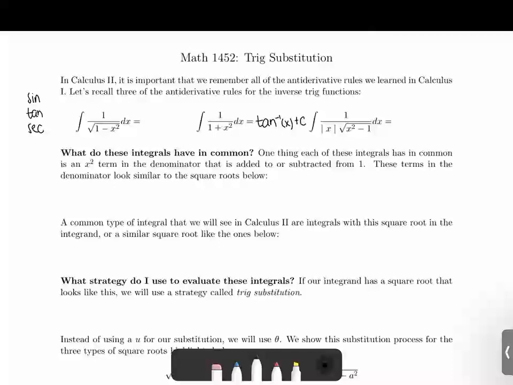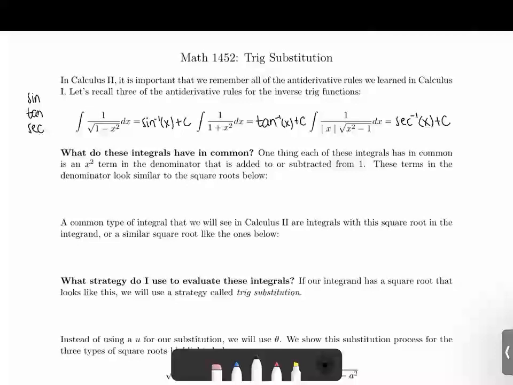However, this first one is a little bit more familiar because there's no absolute value. So that first one is going to be inverse sine. And then that last one has the absolute value, which is a little bit less familiar, so we can remember that the less familiar of those three trig functions is secant. This is one way we can remember these antiderivative rules if it's something you've struggled to remember moving from Calculus 1 to Calculus 2.